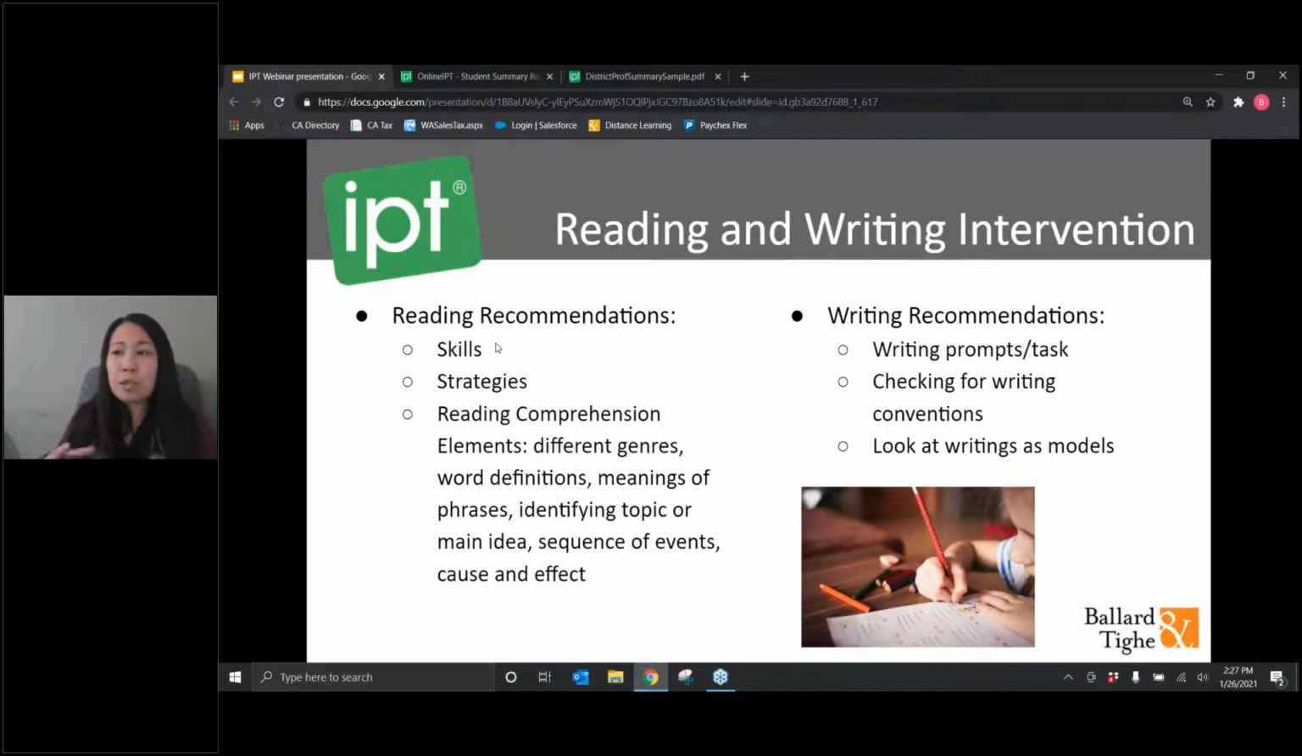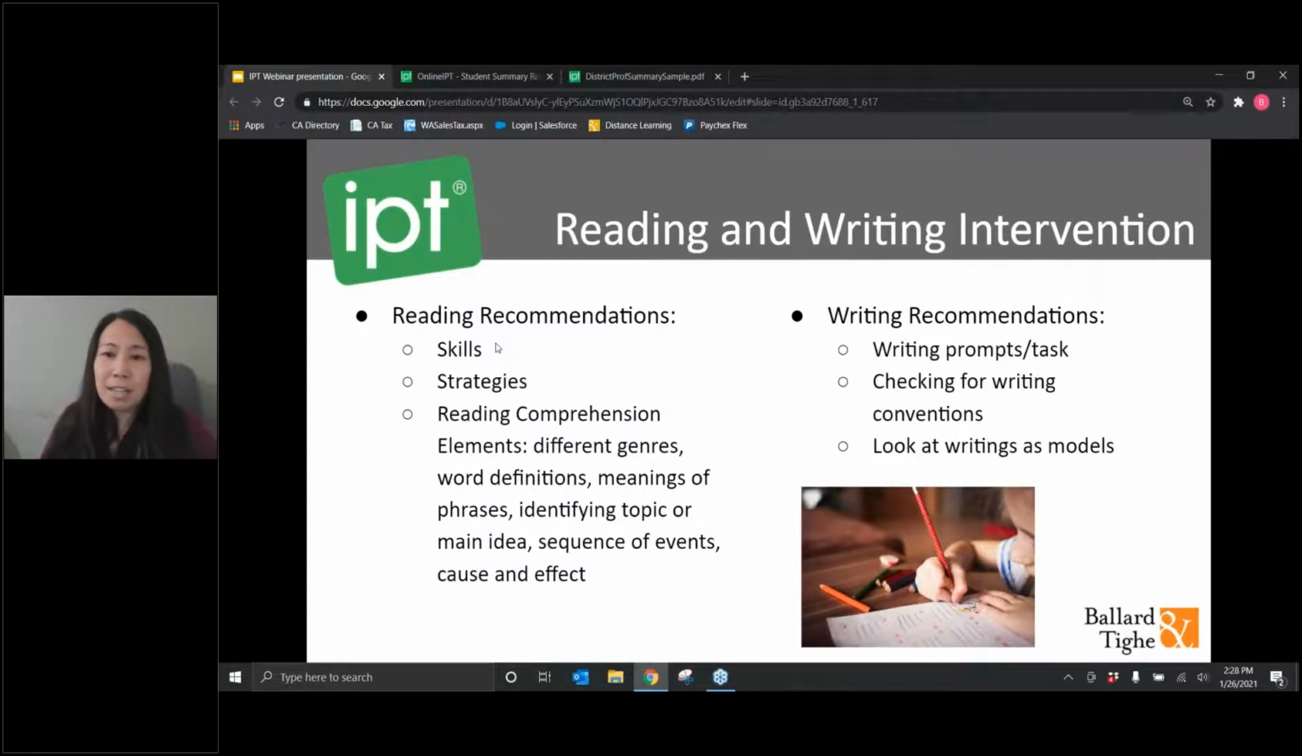Strategies, there are a lot of strategies to work on these things. For example, you could do things like noticing, or ask them to make charts and graphs and find certain things to focus on the reading skills. But definitely, like I mentioned before, reading comprehension elements are very important. When there are different genres, you're going to have different elements. You're going to always have word definitions or the meaning of phrases. So two words together may mean something different than the two individual words. Identifying a topic or main idea, sequence of events, and cause and effect.